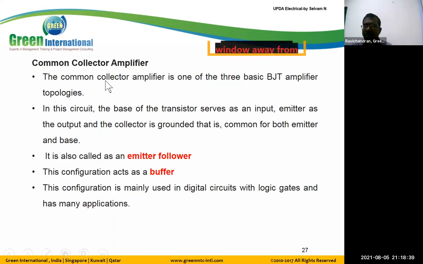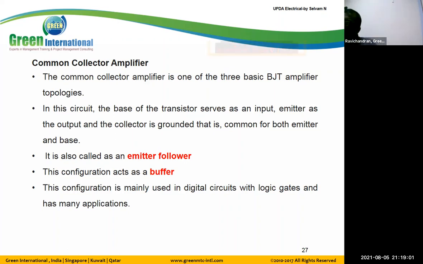Now the common collector amplifier. As I told, in impedance matching, sometimes you call it an emitter follower or voltage follower. That means a buffer. So the application is emitter follower, buffer. Just keep this word in mind. Buffer means temporary storage. Where do we use temporary storage? Usually storage means we go for logic circuits. So mostly the common collector configuration is used in logic circuits to store the data.